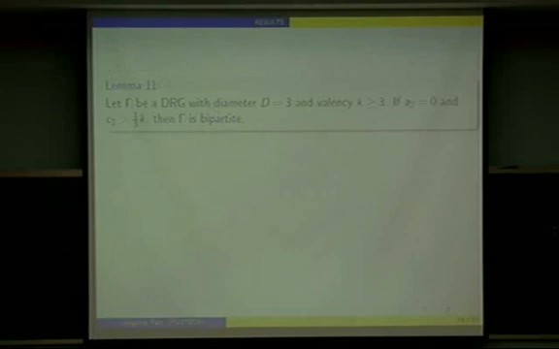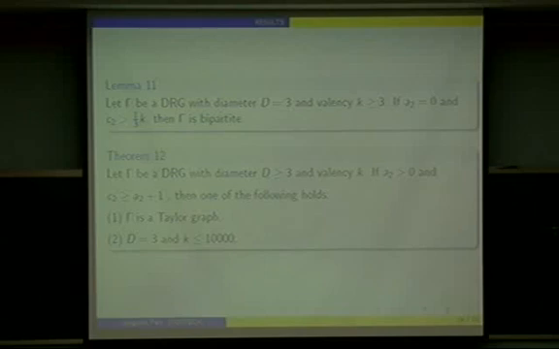And let gamma be a distance regular graph with diameter 3 and valence k at least 3. If A2 is 0 and C2 is at least 1/3 k, then gamma is bipartite. And let gamma be a distance regular graph with diameter at least 3 and valence k. If A2 is positive and C2 is at least A2 plus 1, then gamma is Taylor or diameter is 3 and finitely many.